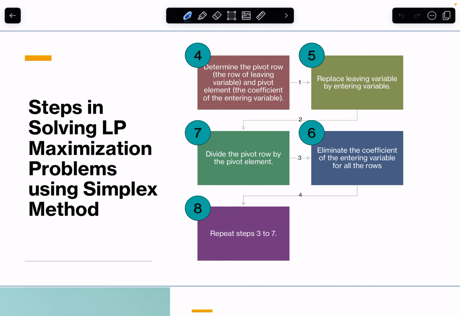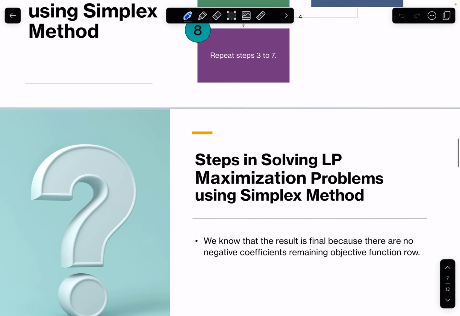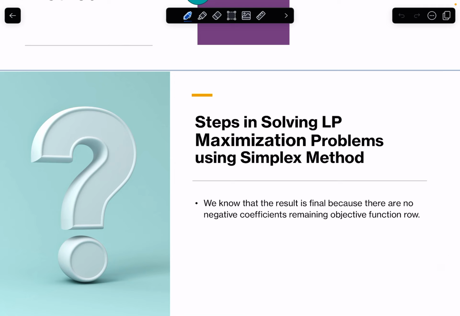So we determine the pivot row, the row of the leaving variable, and the pivot element, the coefficient of the entering variable. And afterwards, we replace the leaving variable by the entering variable. So divide the pivot row by the pivot element and eliminate the coefficient of the entering variable for all the rows, and we just need to repeat the steps again and again, until there is no negative coefficient in our objective function anymore. Okay, so we know that the result is final because there are no negative coefficients remaining in the objective function row.